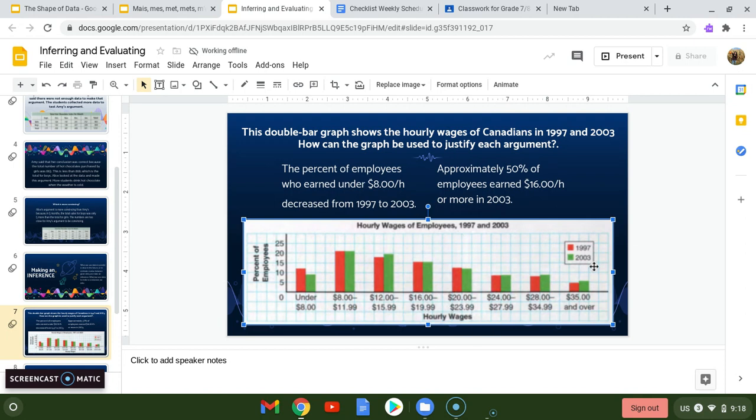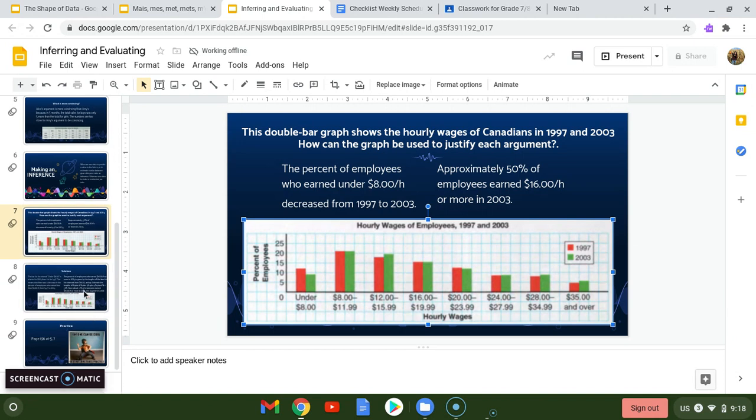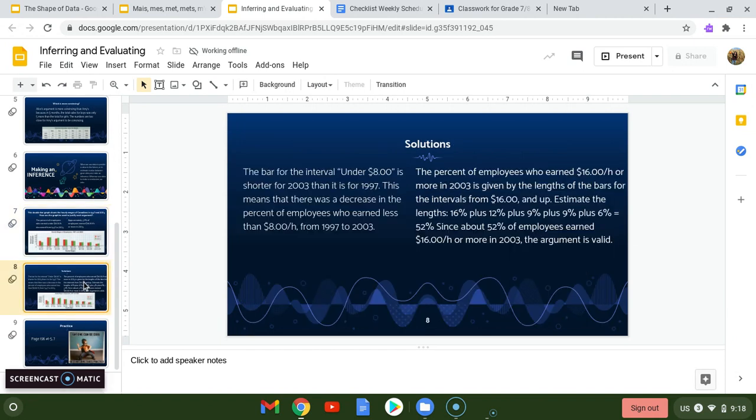And we know this because we added it up and it equals 51%. And the solutions are here as well. You can see this would be a level 4 answer if we were looking at a test. So if I made those statements and I needed to justify, the bar for the interval under $8 is shorter for 2003 than it is for 1997. This means that there was a decrease in the percent of employees who earned less than $8 an hour from 1997 to 2003. And then this one added up everything. You can see that level 4 answer.